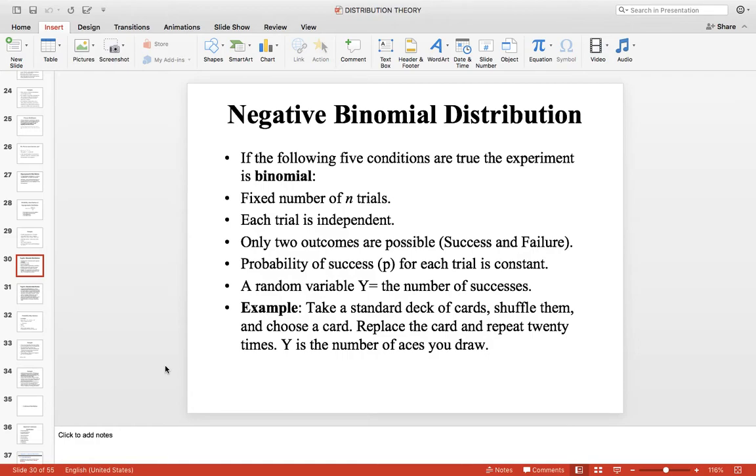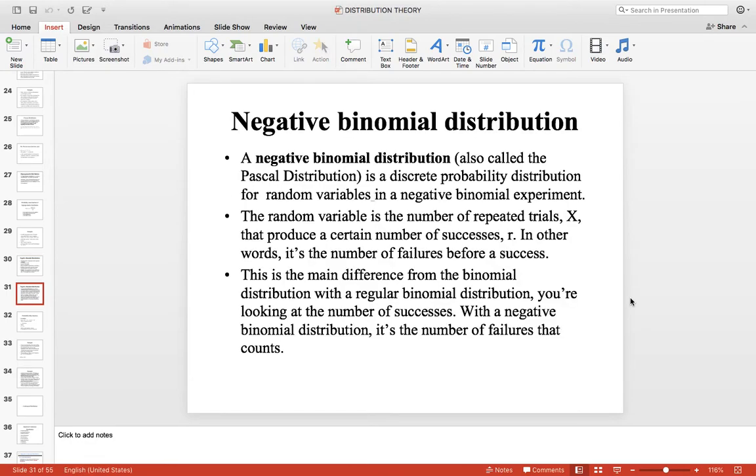So you take a set of cards, you shuffle it, choose one card, see whether it is an ace, you put it back, shuffle it again. So after how many trials do you finally get an ace is given by Y. Okay, so that's it. A negative binomial distribution is also called a Pascal distribution.